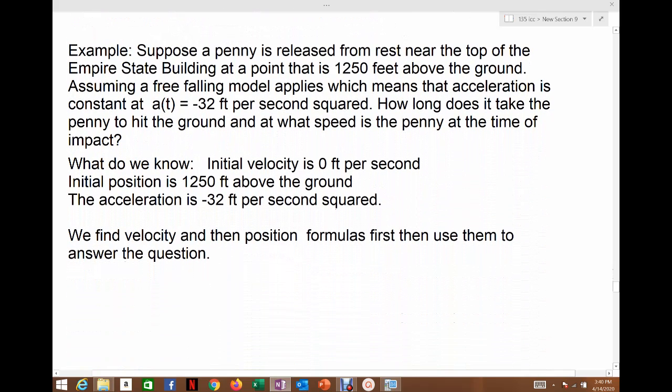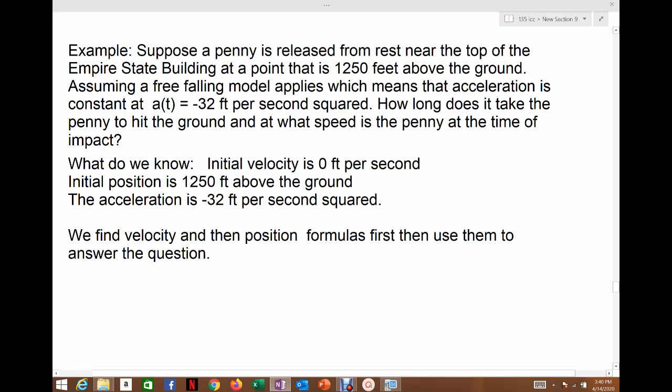Now, we keep things simple in this class, we neglect a lot of things, but suppose all we're interested in is the pull of gravity, because that's the biggest force at play. Friction and surface stuff are smaller. So suppose we take a penny and we drop it near the top of the Empire State Building, at a point that is 1,200 feet above the ground. That's its initial position, how high it was when we dropped the penny.